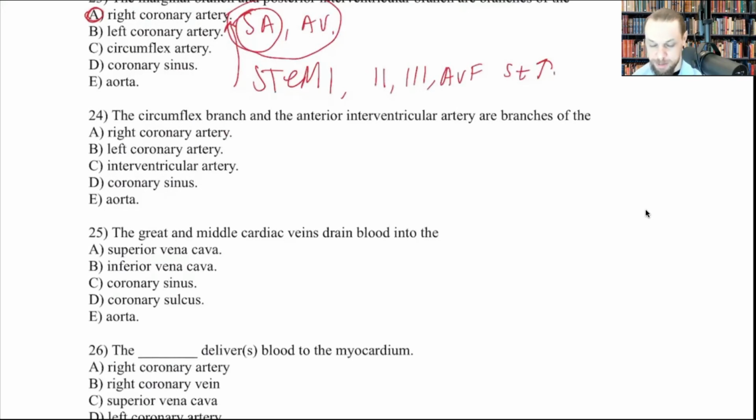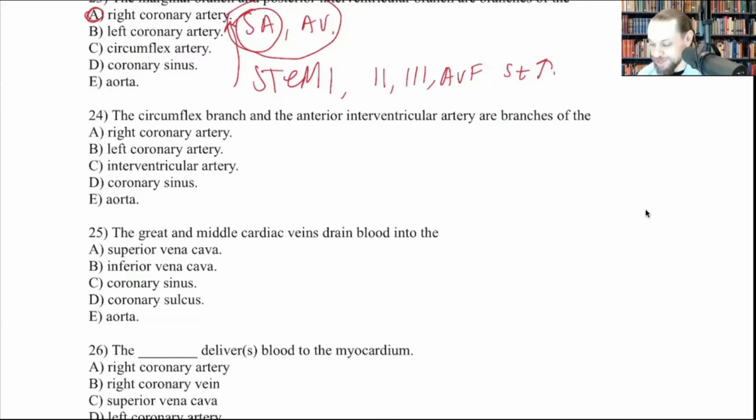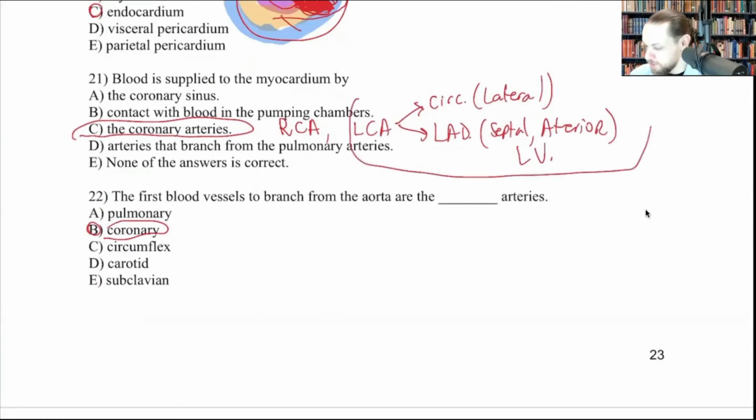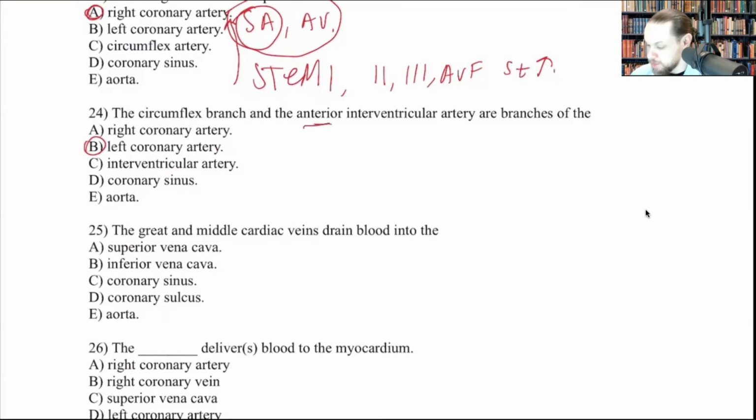24, we're going to go with Syed. The circumflex branch and the anterior interventricular artery are branches of the, I believe, right coronary artery. No, left coronary artery. Are you sure? Yes, left. So we just said the left coronary artery gives the circumflex and the left anterior descending. So the circumflex branch and the LAD are definitely from the left coronary artery.